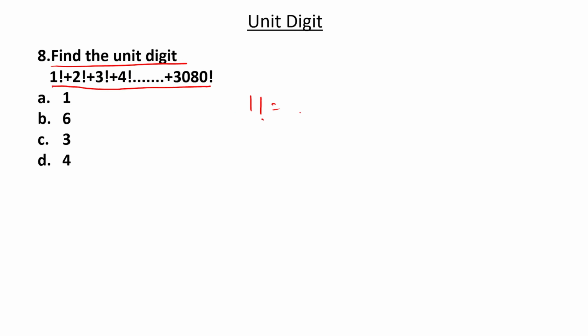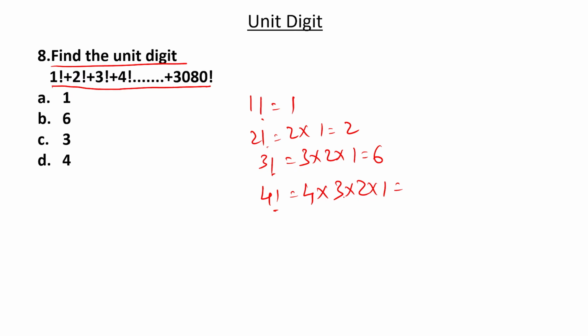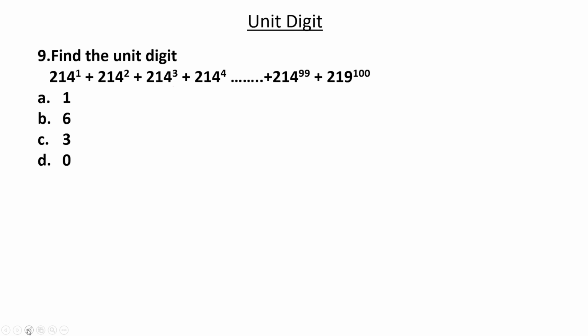Okay. 1 factorial is 1. 2 factorial is 2 into 1, we get the value 2. 3 factorial is 3 into 2 into 1. 3 times 2 is 6, 6 times 1 is 6. 4 factorial is 4 into 3 into 2 into 1. 4 times 3 is 12, 12 times 2 is 24, times 1 is 24. And 5 factorial is 5 into 4 into 3 into 2 into 1. 5 times 4 is 20, 20 times 3 is 60, 60 times 2 is 120, times 1 is 120.